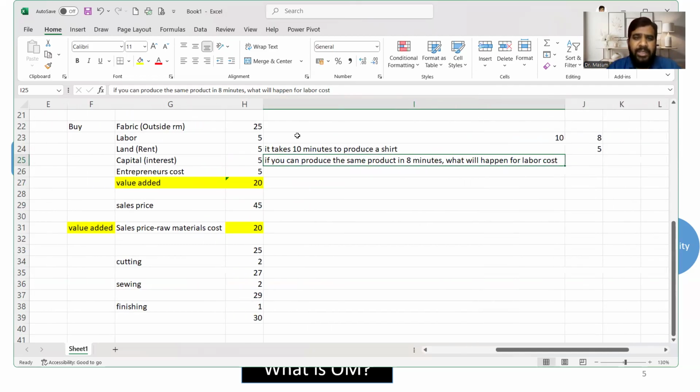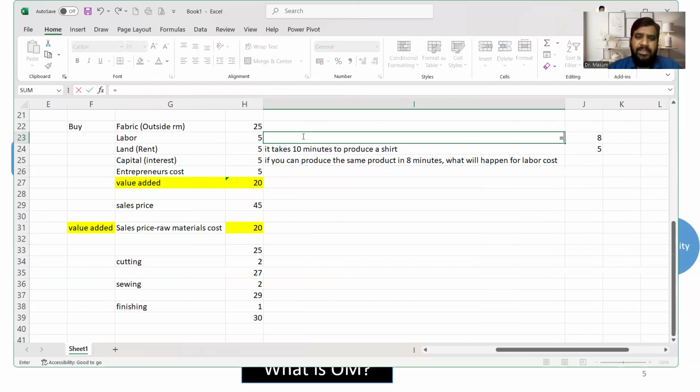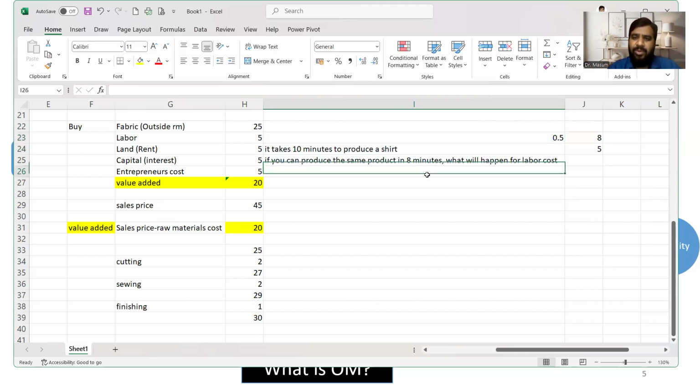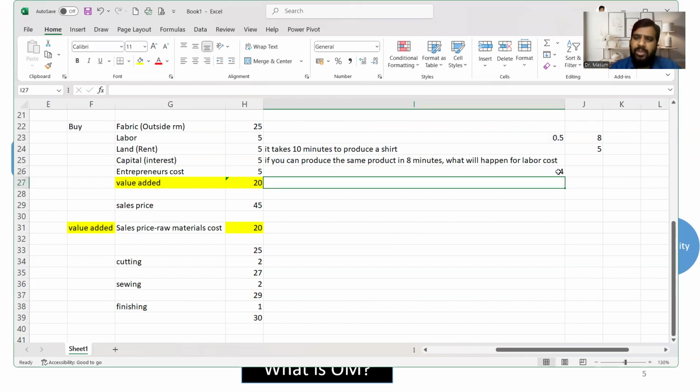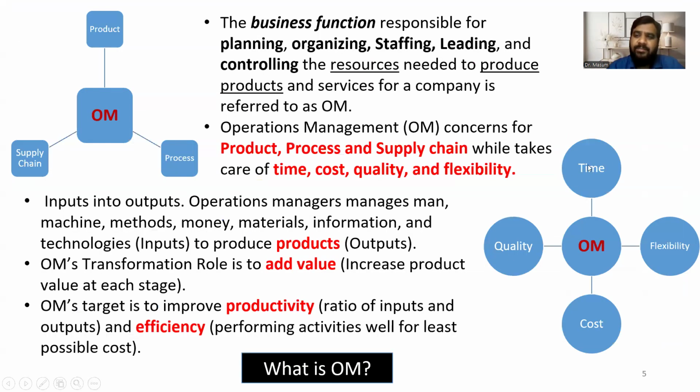Because in 10 minutes your labor cost is $5, so per minute labor cost, 5 divided by 10, is 0.5. But when you are producing in 8 minutes, your labor cost will decrease, because you don't need to pay for 10 minutes. So your labor cost will be 8 multiplied by 0.5, which is $4. Are you getting it? Yes, sir. So that means time is a factor. If you can produce the same product in less time, your cost will decrease.